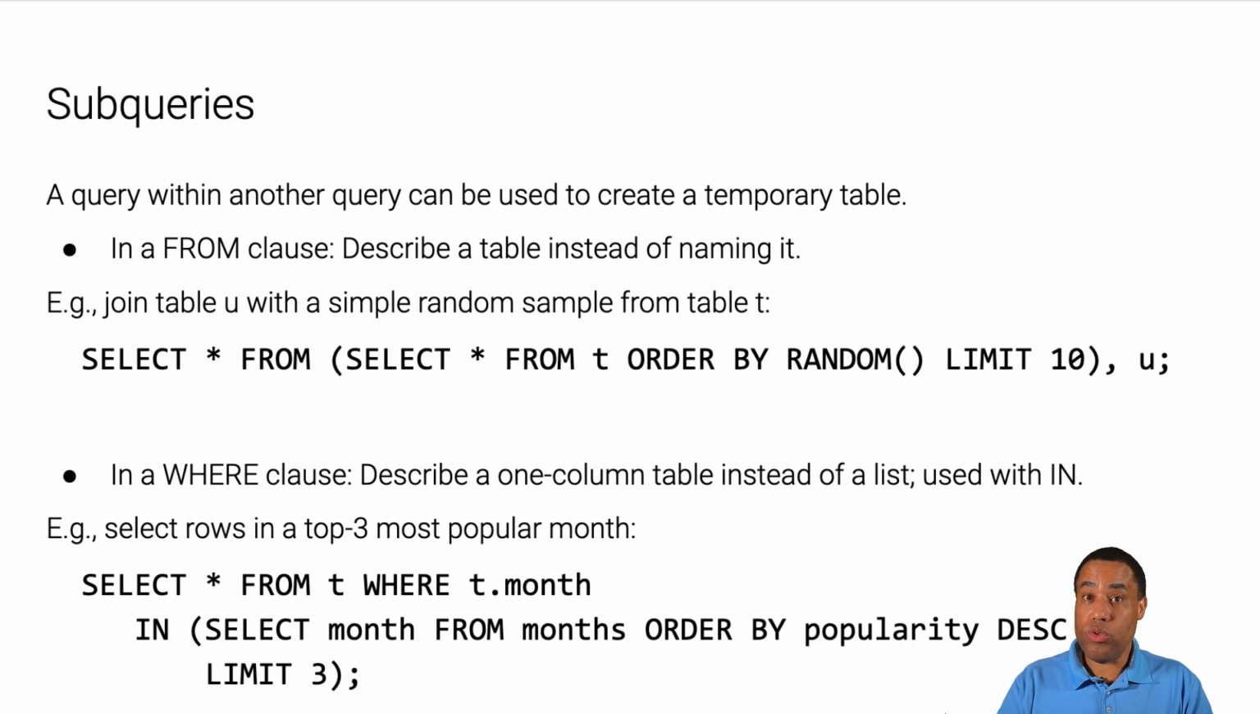Alternatively, we could do it using a where clause. So let's say in a where clause, we basically will describe a 1-column table instead of a list, and that's used within. So if we want to select the rows in the top 3 most popular months, we would simply say select star from T, where T.month is in, now our temporary table, select month from months, ordered by popularity, descending, and we'll limit it to 3. That'll create a temporary table with the top 3 most popular months. And then we'll use that to select the rows from T.